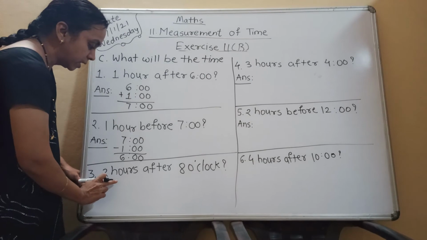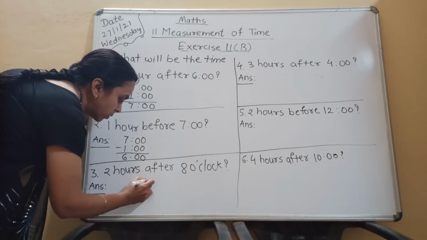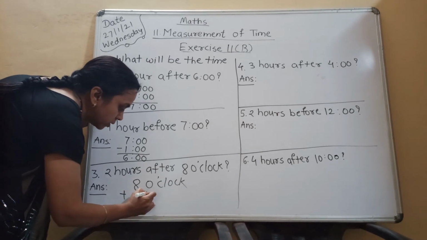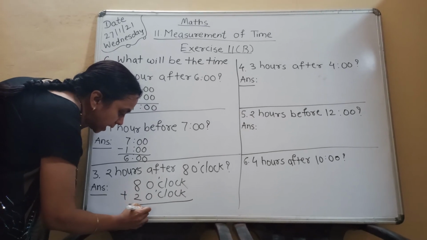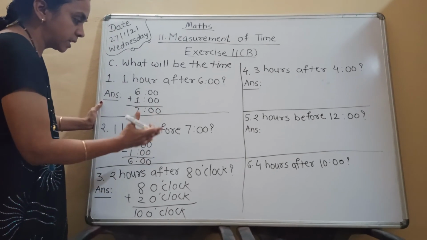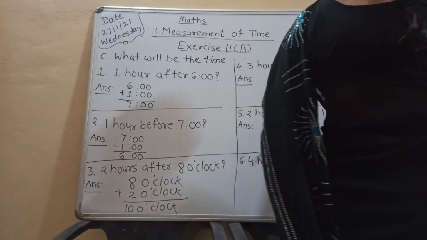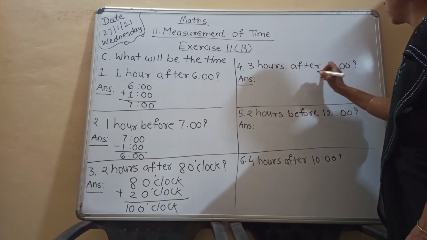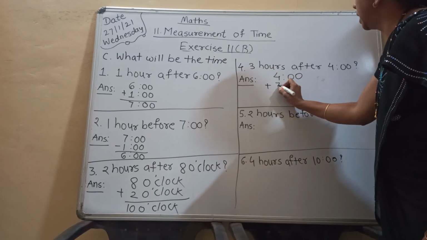Now see third example. 2 hours after 8 o'clock. 8 o'clock plus 2 o'clock. 8 plus 2, 10. 10 o'clock. So what is our answer? 2 hours after 8 o'clock. 8 plus 2 equal to 10. So you write down like this. Now see fourth example. 3 hours after 4. After 4, 3 hours. So 4 plus 3.